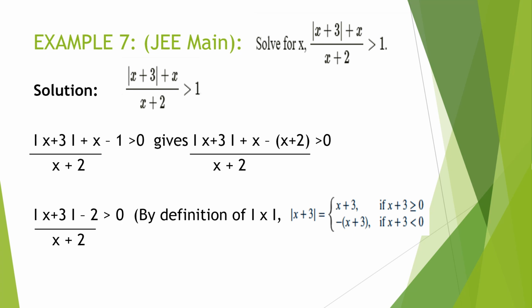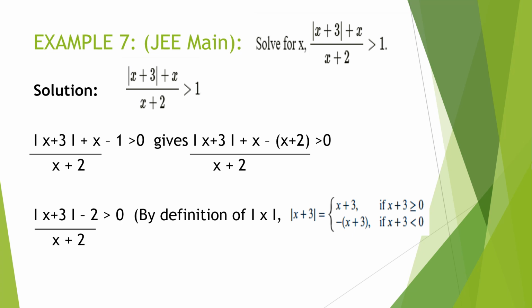Now first of all we bring 1 to the left hand side so that we get 0 on the right hand side. That means mod of x plus 3 plus x upon x plus 2 minus 1 greater than 0. Now when you take the LCM and simplify this, you will get mod of x plus 3 minus 2 upon x plus 2 greater than 0.